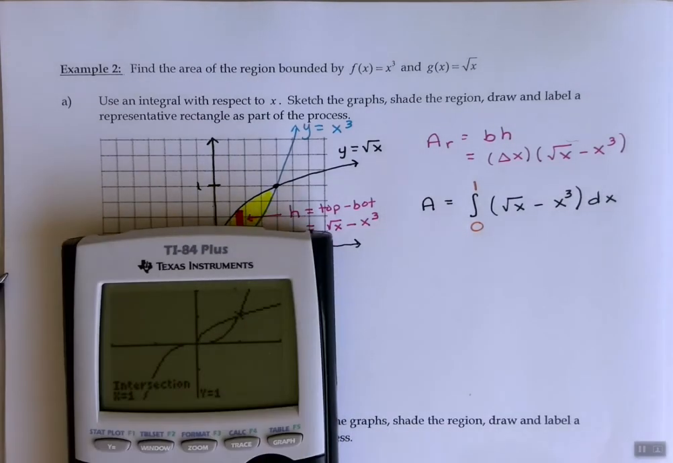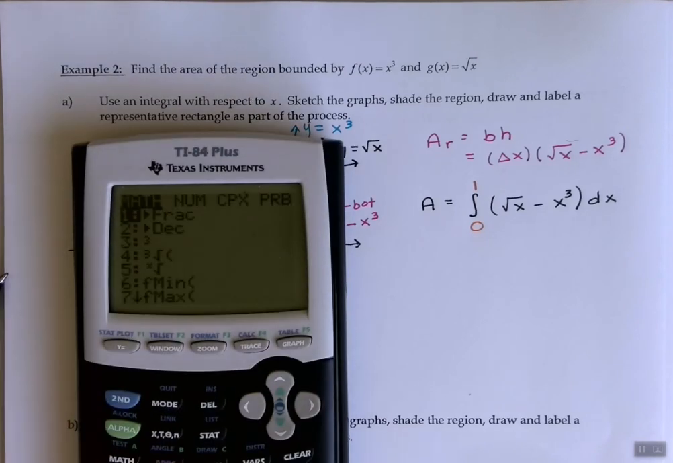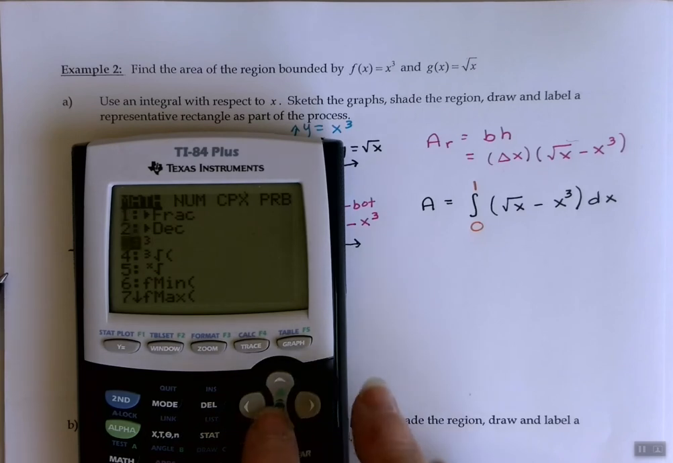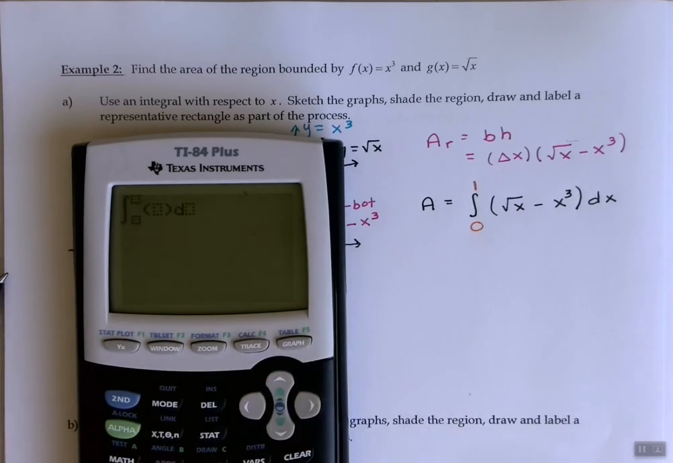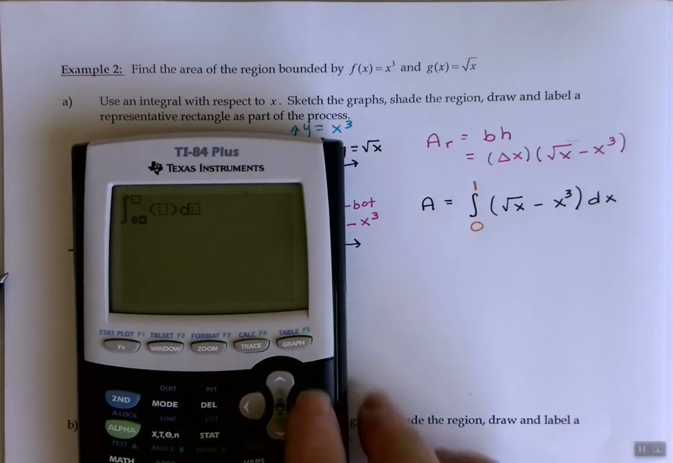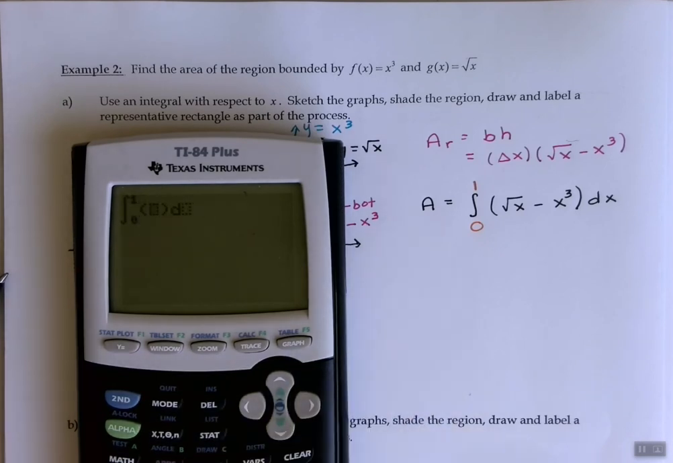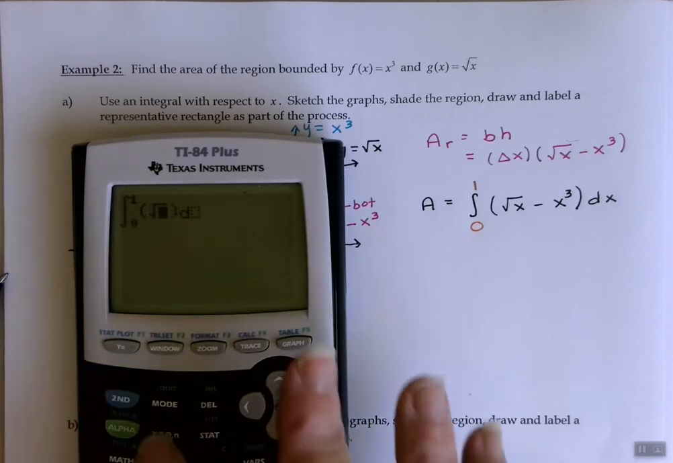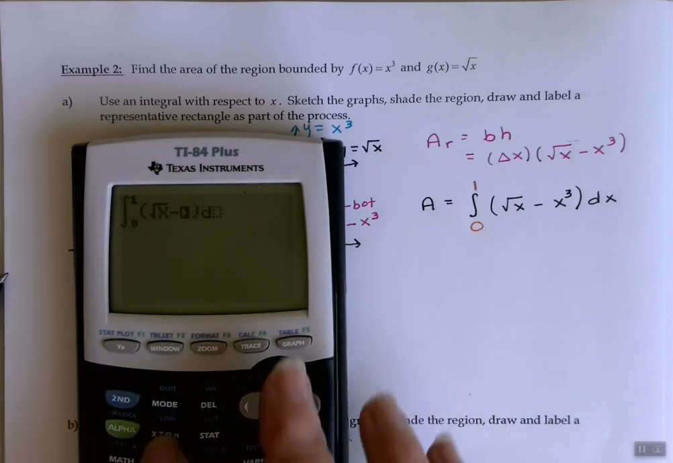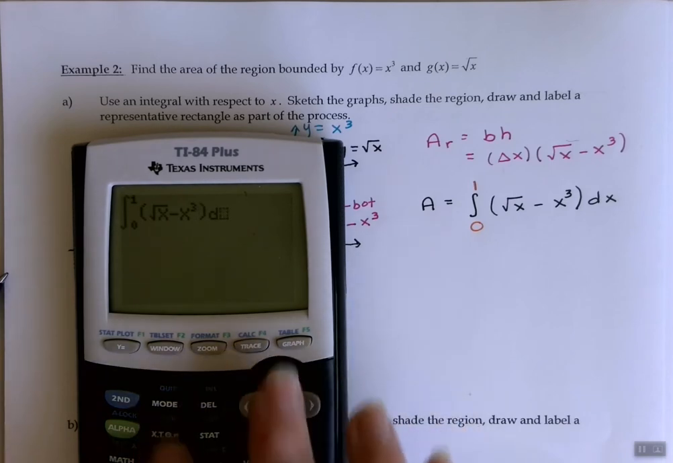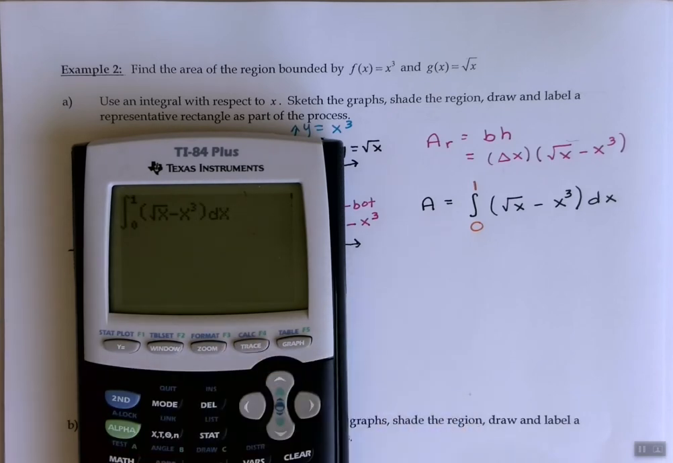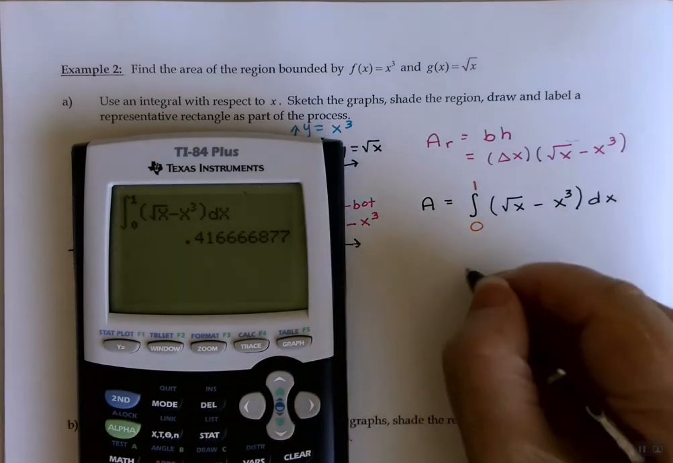So I'm just going to finish this one out by going into my math menu. And option number 9 is that integral. And that goes from 0 to 1. And we're integrating the square root of x minus x cubed dx. And I get about 0.417.